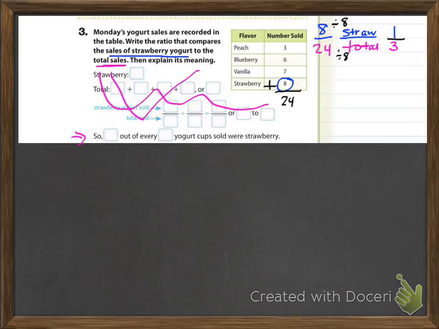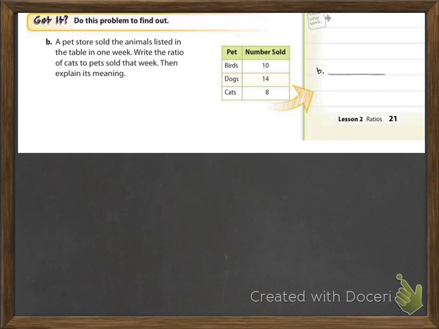And then it says, so 1 out of every 3 yogurt cups sold were strawberry. And again, this is your explanation. So you're going to write explain right here so that you know what to refer back to when you need to correct your work. Go ahead and pause the video now so that you can work on this problem.